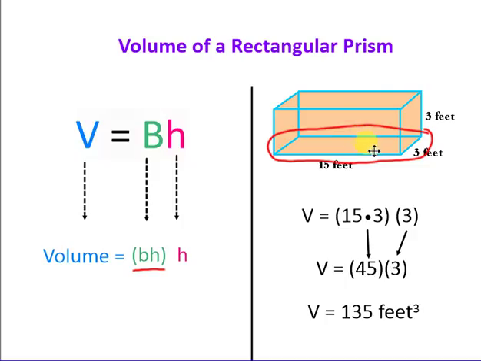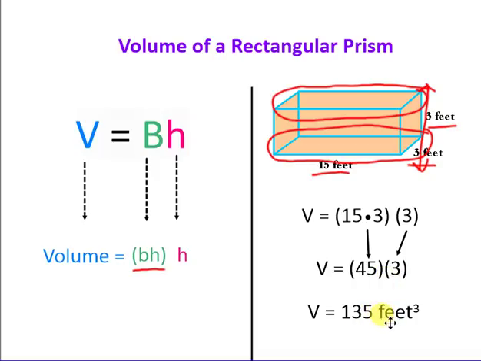So let's take a look at this example here. Here we have a rectangular prism. So volume equals the area of the base, which would be 15 feet times 3 feet, and then the height of the prism stands for the height from one base to the other base. So that's going to be the height right here. And in this case, that's 3. Solve your parentheses first. 15 times 3 is 45, and then 45 times 3 is 135 feet cubed.